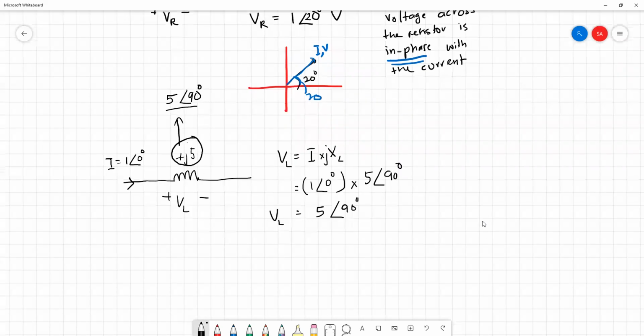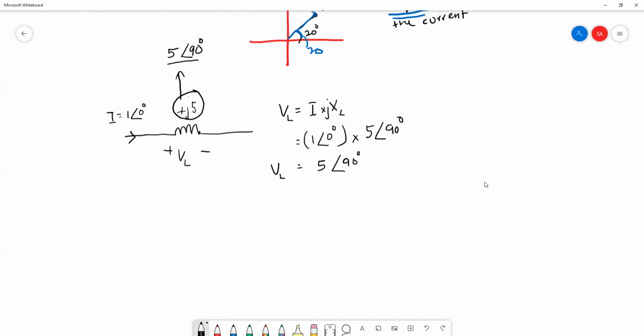So if you draw the phasor diagram between the current and the voltage, for example, right now the current here is 1 ampere with 0 degrees. So this is your current with 0 degrees. And this is your voltage. The angle is positive 90 degrees, so you need to plot your voltage here. So this is your VL.